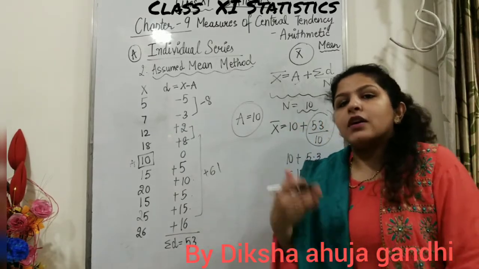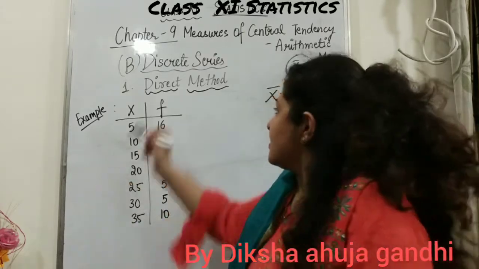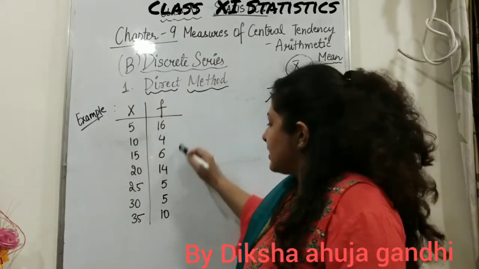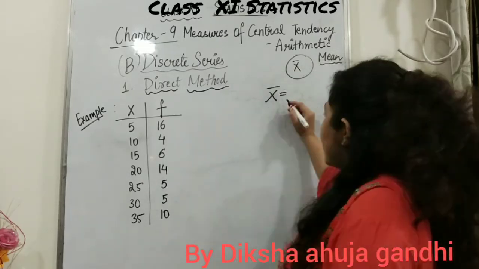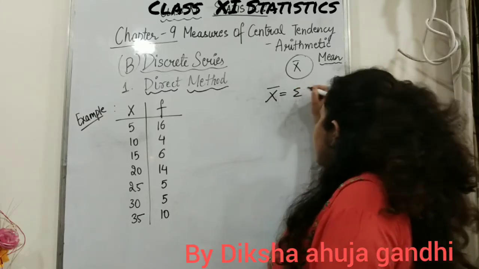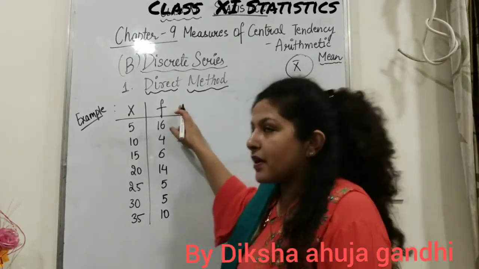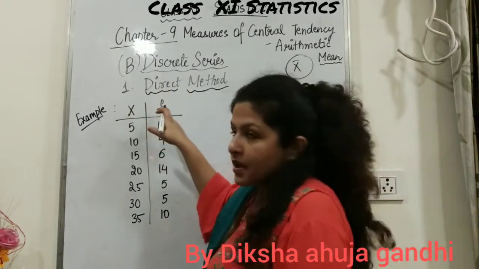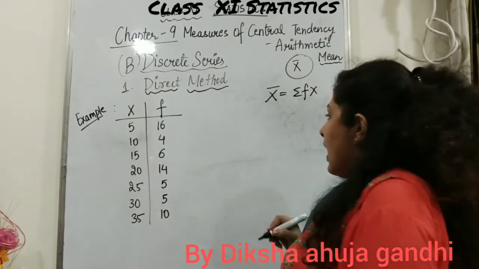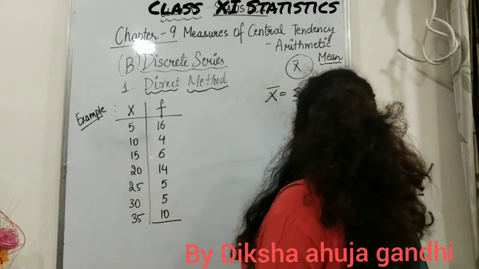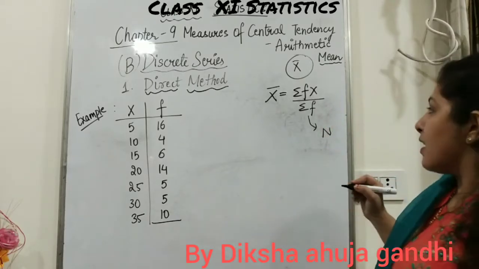So now let's move to discrete series. Let's start with discrete series, and the very first method is the direct method. I have come up with an example. So let's see the formula and solve the example. The mean formula for this is summation. What used to be X in individual series, here we have frequency also, as I told you discrete series includes F and X. So it will be multiplied with frequency. And you should know that the summation of frequency is nothing but N, the number of observations.